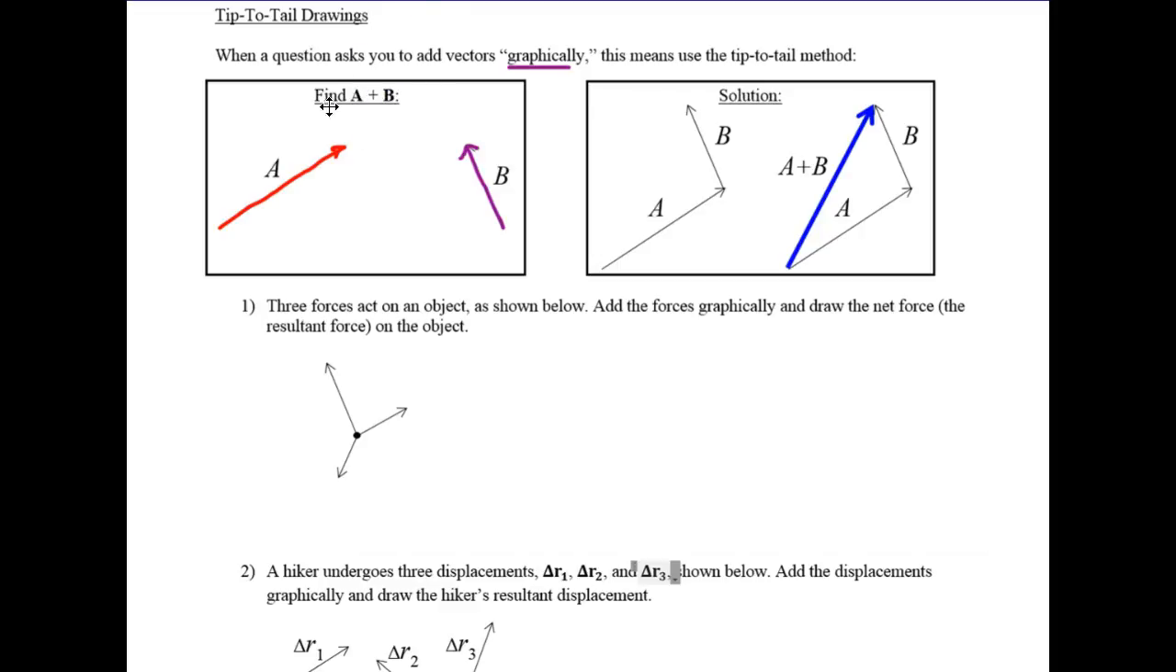Well, I take A, I connect it tip to tail with B, so the tip of A connects to the tail of B. Right? There's the tip of A, there's the tail of B, they're touching. And then I draw the resultant from the very beginning to the very end. The resultant is just the vector sum, the sum of the two. So adding A and B means connect tip to tail, but the vector sum, the resultant, you'll notice, is not tip to tail. The vector sum is tail to tail and tip to tip, so it follows a different rule.